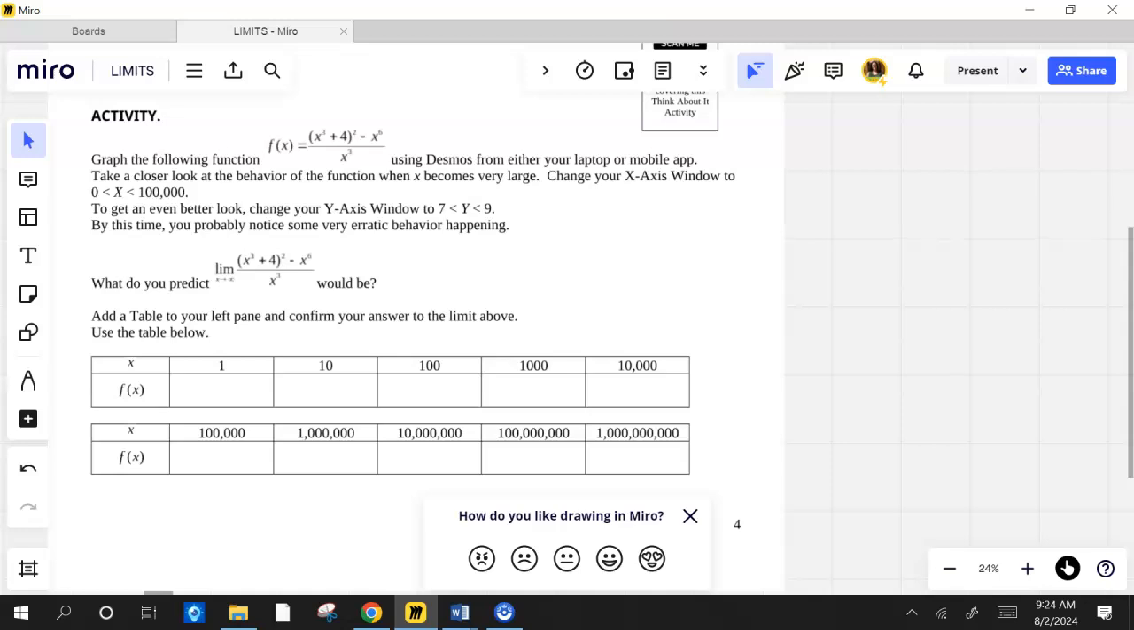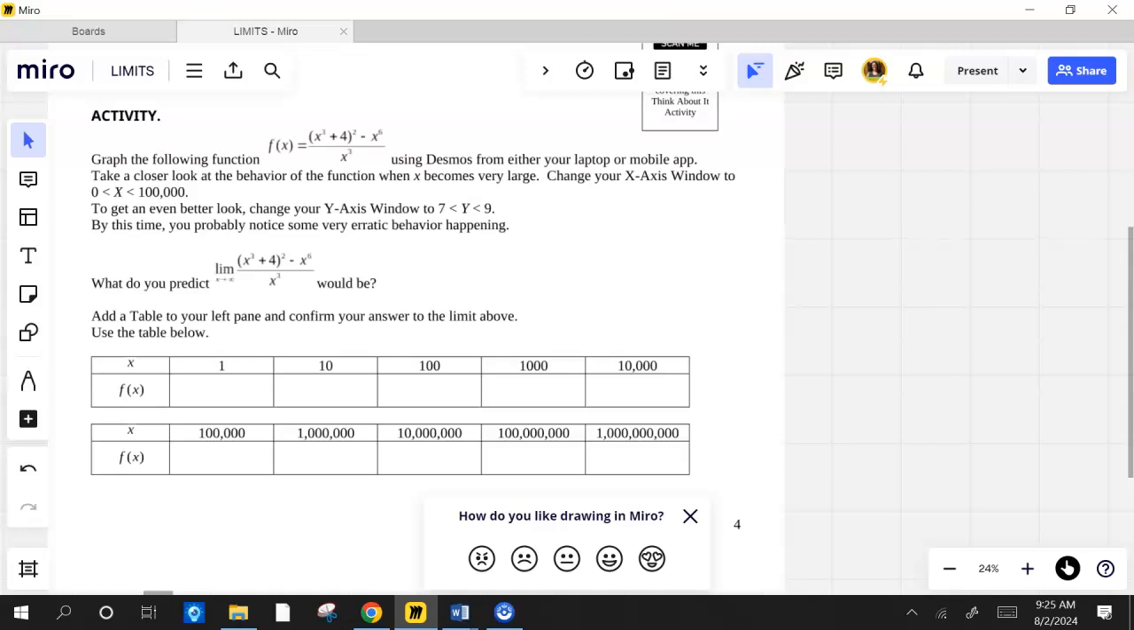I want you to go into your table. The point that I'm getting to with this is you can't always just look at the graph. Sometimes you have to use the table. So here's what I want you to do. In that table, I want you to input these values and see if you can figure out, the bigger X gets, if it's getting closer to a specific value. You're going to use the table to estimate the limit.